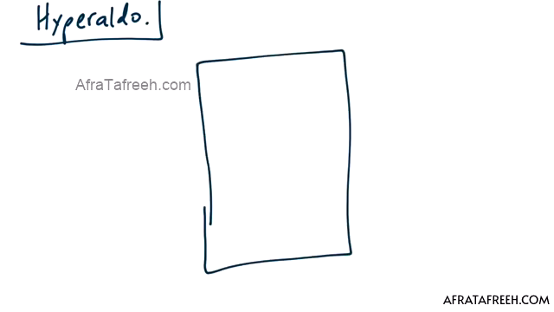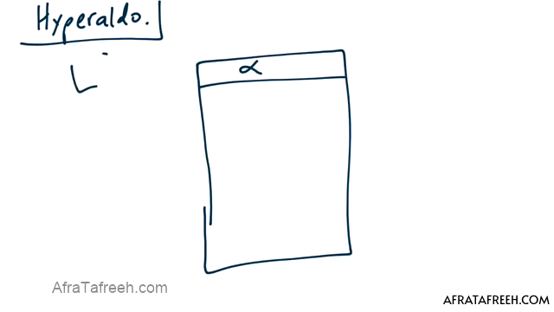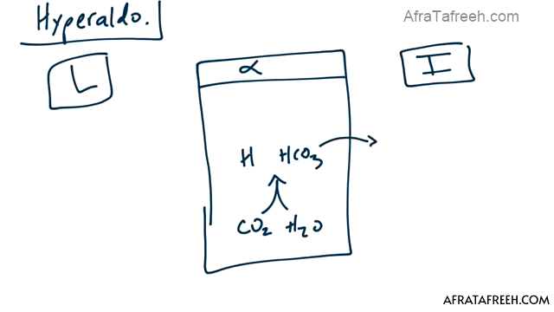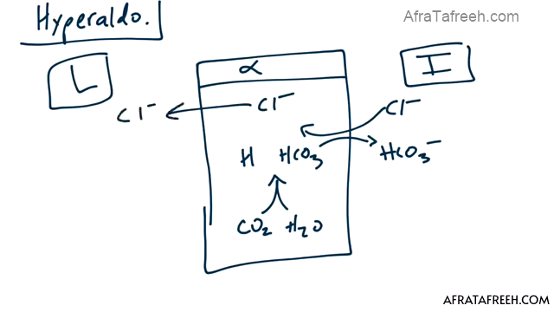So this is an alpha intercalated cell in the collecting duct. This is the lumen of the nephron, and this is the interstitium. Recall that carbon dioxide and water combine to form hydrogen and bicarbonate. The bicarbonate is exchanged for chloride, and the intracellular chloride can then move into the lumen of the nephron.